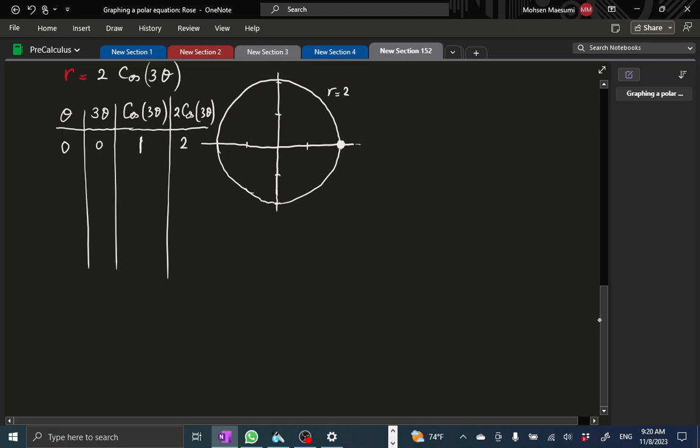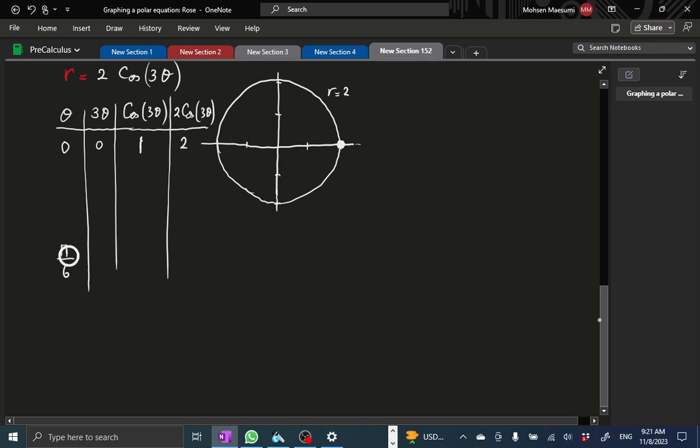The question is, what next angle should I consider? We are used to jumping from 0 to pi over 3 because those are the famous angles. But remember, we are tripling our angle here. Pi over 6 would perhaps have been okay to jump to, but we can go on smaller angles in order not to miss our petals. Otherwise, we might jump from one side to the other side without noticing what happened.